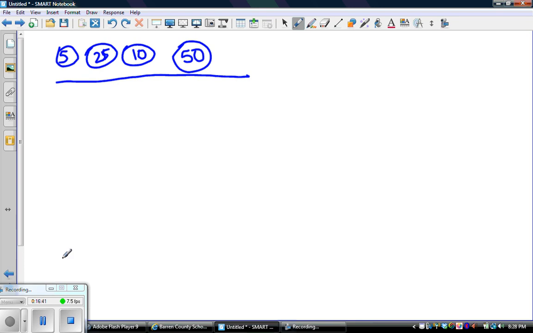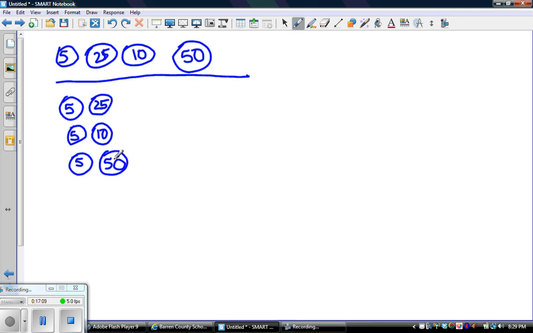I'm going to give my computer a chance to catch up. Hang on. Okay, so let's start with combinations with the nickel. Nickel and a quarter. I'll just do it how they're listed here. Nickel and a dime. And we get nickel and a 50-cent piece.